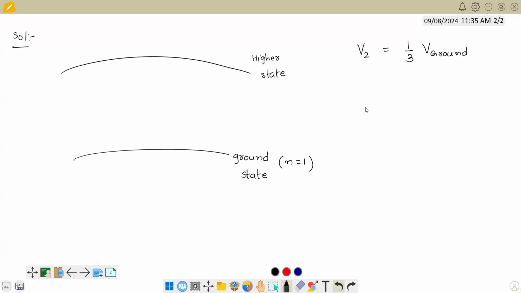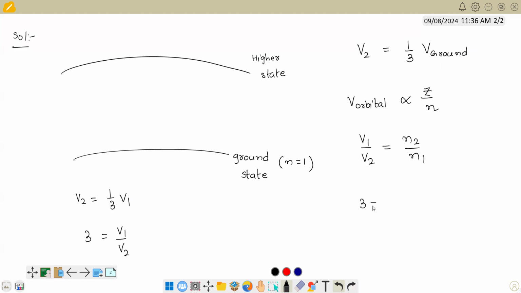We know the formula for orbital velocity in Bohr's orbit. Orbital velocity is proportional to Z by n. So based on this, we can write V1 by V2 equals n2 by n1. And given V2 equals one third of V1, what will V1 by V2 become? V1 by V2 will become 3.